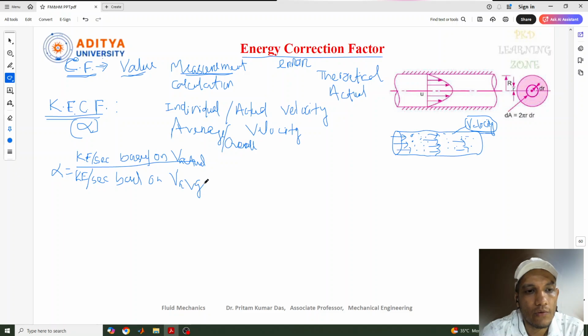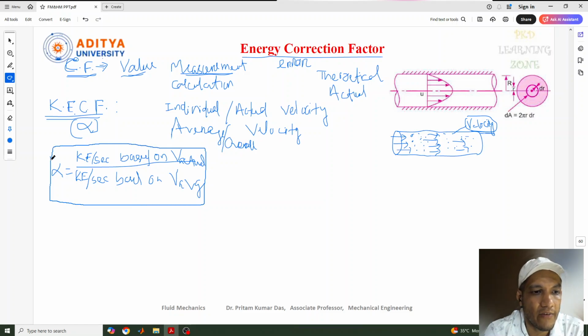So this one is the formula for kinetic energy correction factor. By this we can identify the kinetic energy correction factor. The formula is: alpha equals kinetic energy per second based on the actual velocity divided by kinetic energy per second based on the average velocity. As I told you, these both are different. Now we'll discuss how to derive or how to identify these values.